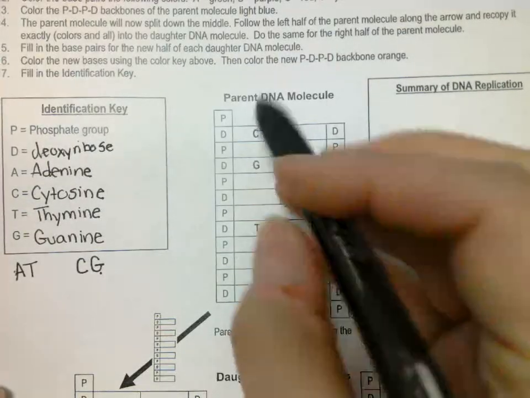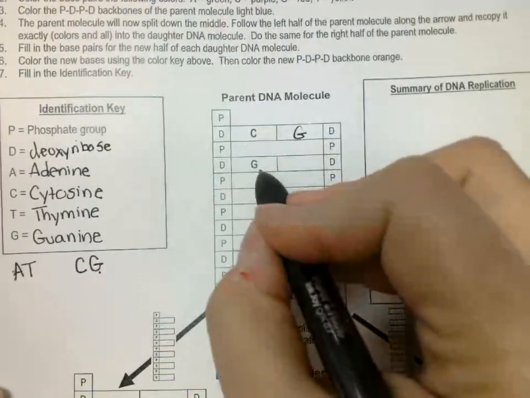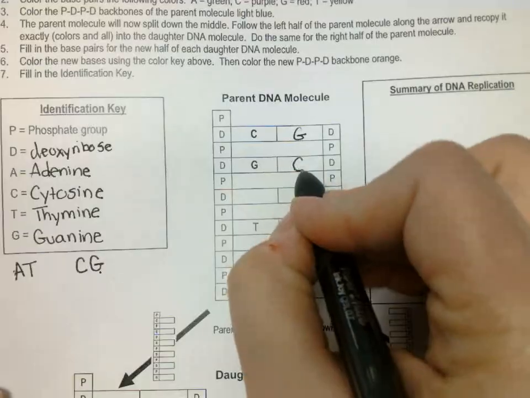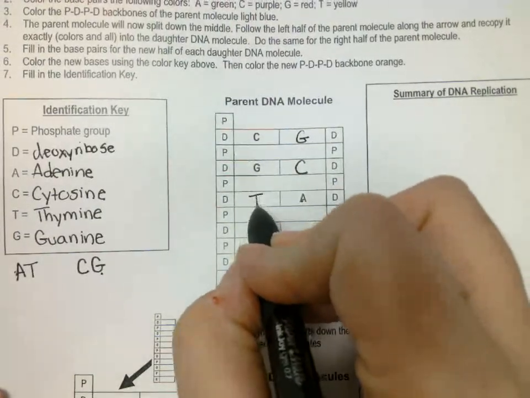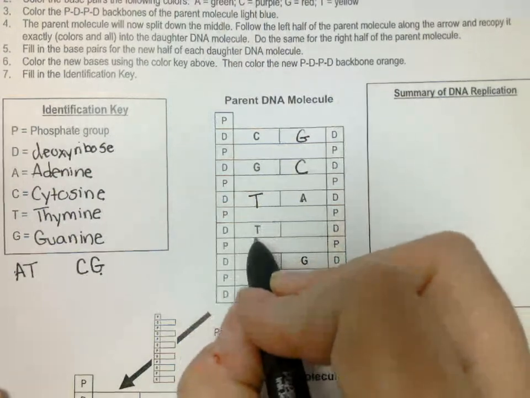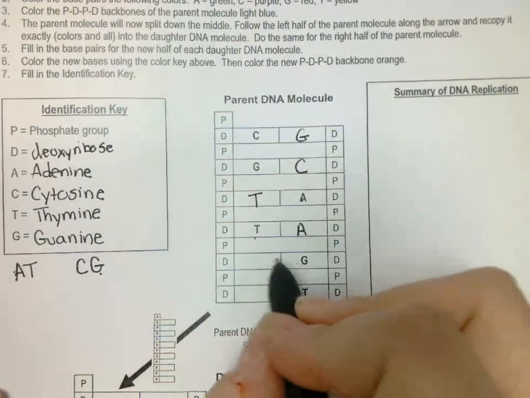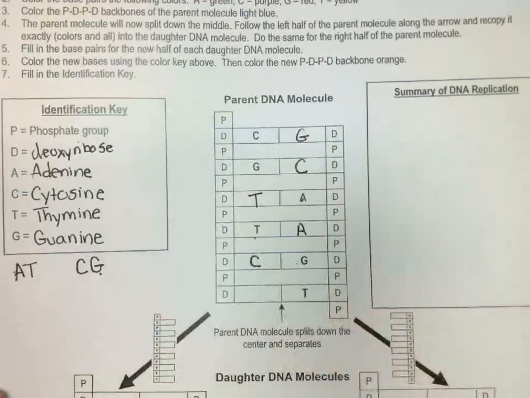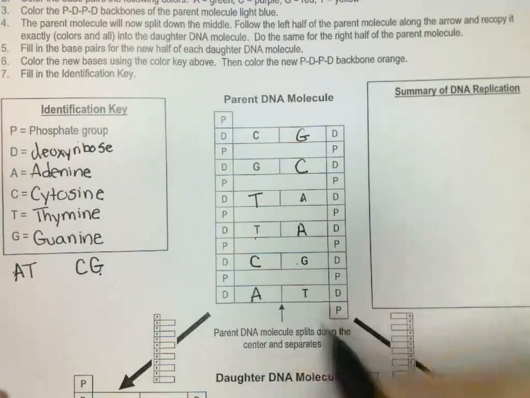On mine, cars go in garages. Garages have cars. Adenine goes to thymine. Thymine goes to adenine. Garages have cars. Adenine goes to thymine.